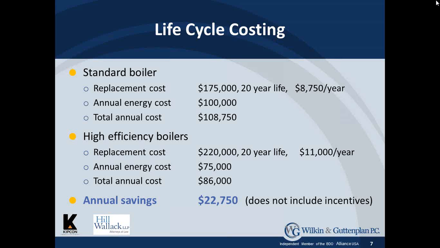If you take a look at now using a high efficiency boiler, many people look at that and say the high efficiency boiler is going to cost more money, and in this case the high efficiency boiler is now $220,000, has the same useful life of 20 years, which relates to $11,000 a year instead of the $8,750 a year. But what happens is your annual energy cost will now go down by $25,000. So your total annual cost, instead of being $108,750, is $86,000, resulting in a savings of $22,750, not including any incentives that may be available.